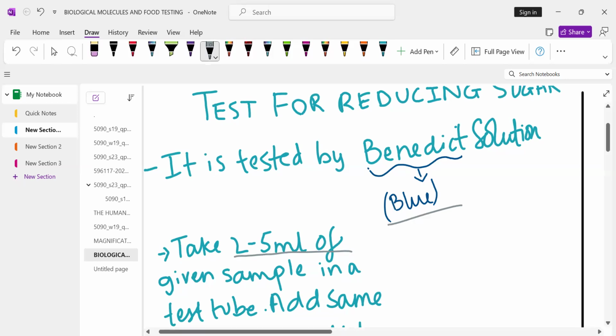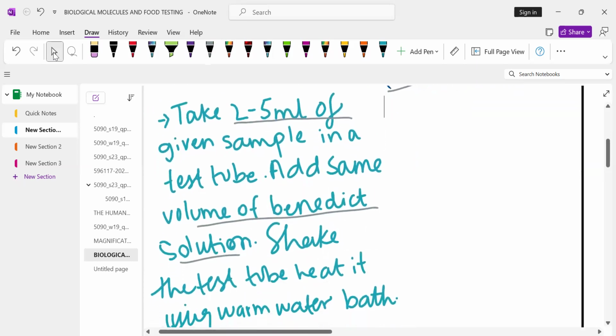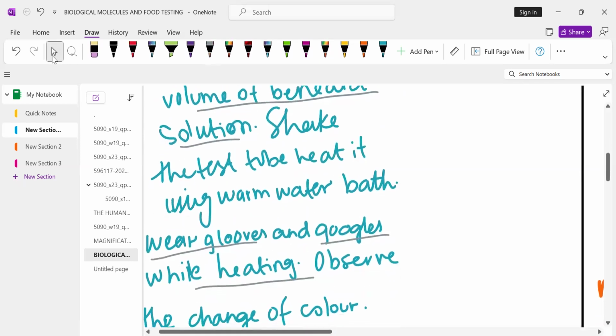I have written these tests in a detailed way. Sometimes these tests come in P4 and they ask you to write or design a test. If they ask you for the reducing sugar food test, you can write it easily. Firstly, take 2 to 5 ml of the given sample in a test tube and add the same volume of Benedict's solution. Then shake it and heat it using a warm water bath.